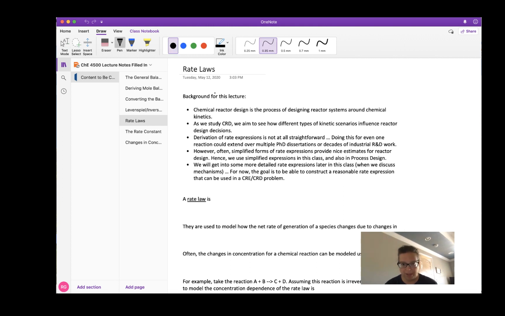So just keep all of that in mind. There's a lot that goes into developing rate laws and the mechanisms that underlie them, but at the end of the day, the simplified expressions that we use here can tell us a lot in terms of reactor design. So all of that said, talking about rate laws. A rate law is a model.